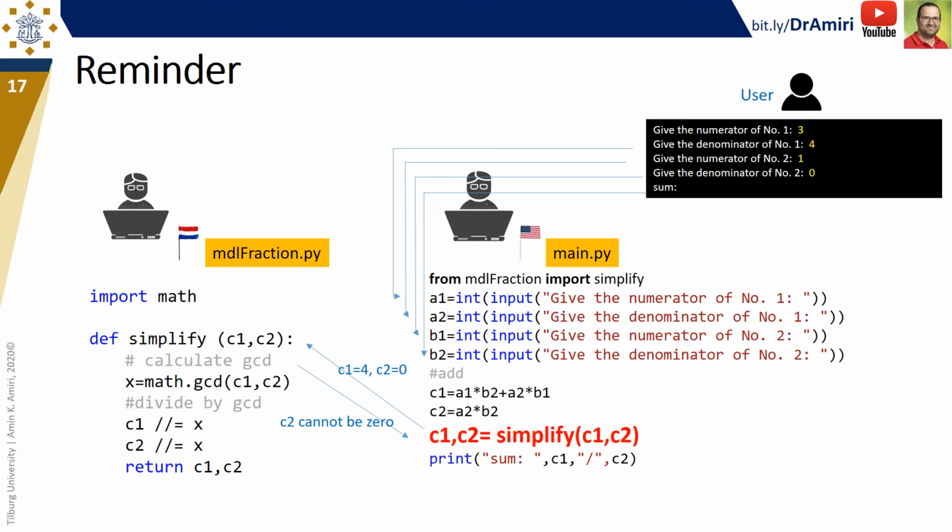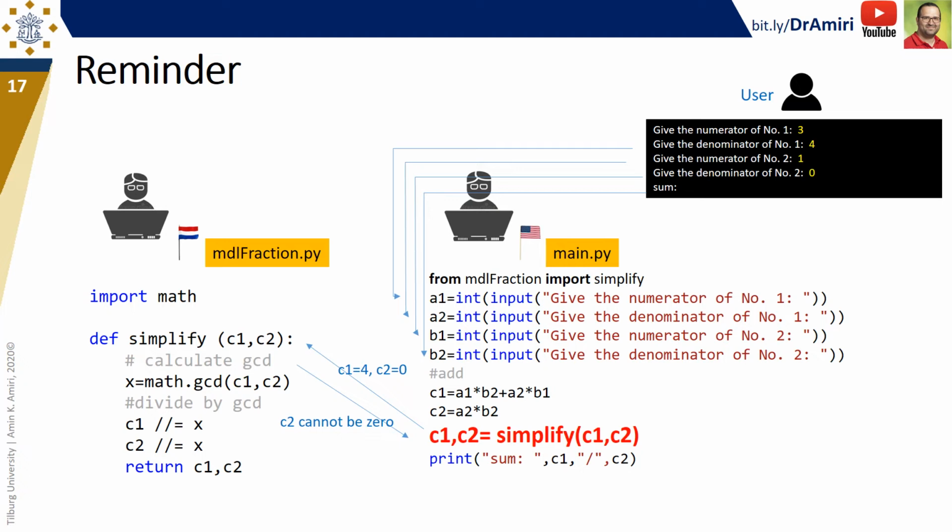Let me remind you about our example first so that I can make sure that you get the next slides. We had three roles involved here. The user who would provide inputs and would like to see the output. Here the user wants to provide two fractions, the numerators and denominators of the two fractions, 3 over 4 and 1 over 0, and he would like to see the result of summing the two. Note that 0 cannot be accepted as a denominator.